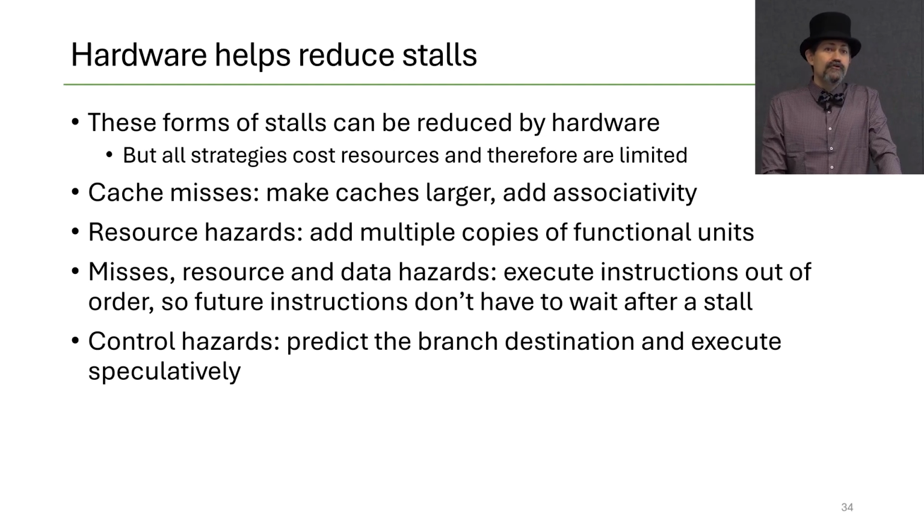So let's have two adders or two floating point units. That will allow two different computations of the same type to execute simultaneously. If we have a miss, a resource, or a data hazard, we can execute instructions out of order so that future instructions don't have to wait until after a stall. Finally, for control hazards, we can predict the branch destination and execute speculatively, and then undo things if we're wrong.